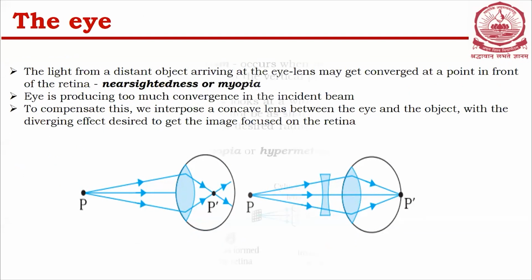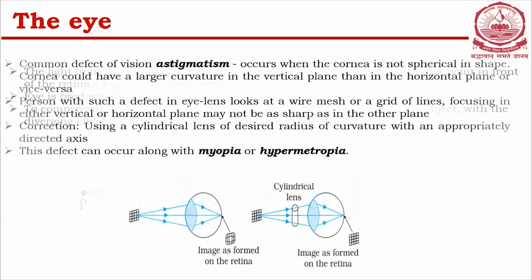Right. So this is your eye, and there is another problem with your eye, which is astigmatism. Astigmatism occurs when the cornea is not of spherical shape. If it is not spherical, then if you are looking at a wire mesh, it will appear like this. The reason is that your cornea is not spherical, it is a defect in the eye lens.